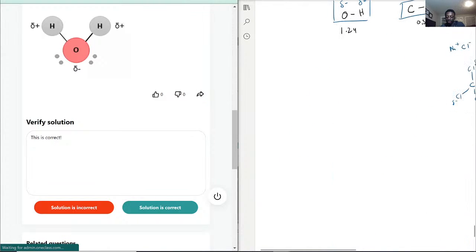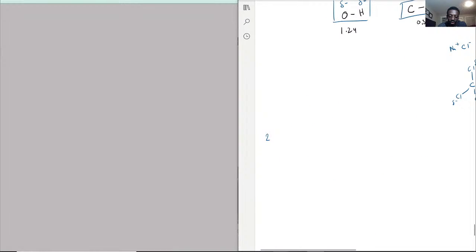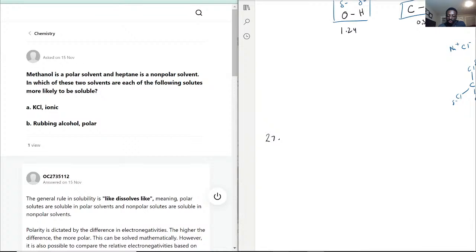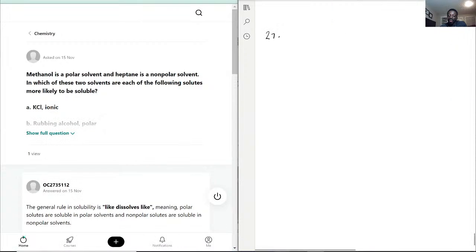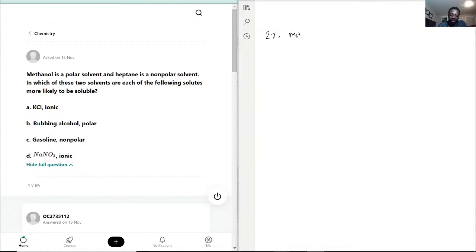Okay, so now question 27. Like last session, we are going to 30 questions, so if you hear all of them along the ride, you can prep for when I say that fateful goodbye. But now, let's talk about this. Methanol is a polar solvent, and heptane is non-polar. Which of these two solvents are each of the following solids most likely to be soluble in?